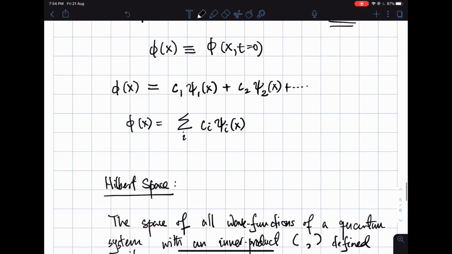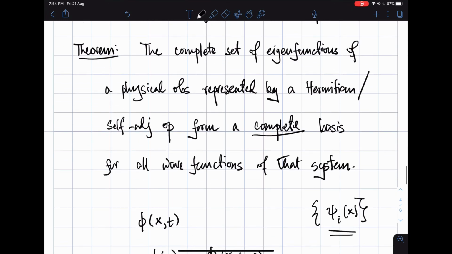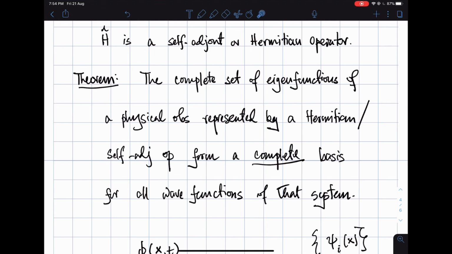And the theorem that we just discussed here is saying that the complete basis of wave functions form a basis for Hilbert space. So that means that if we solve the time-independent Schrodinger equation, we have a complete basis of the Hilbert space.